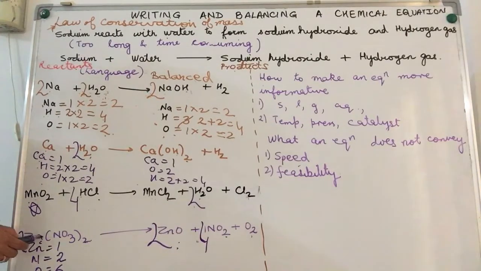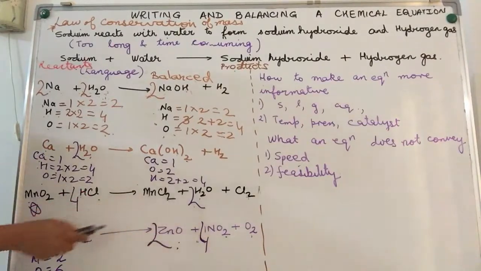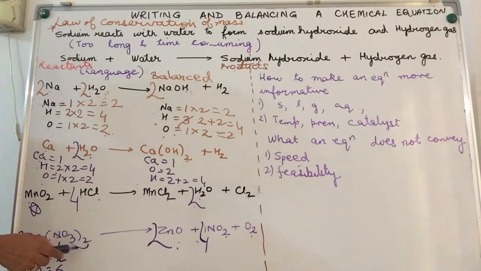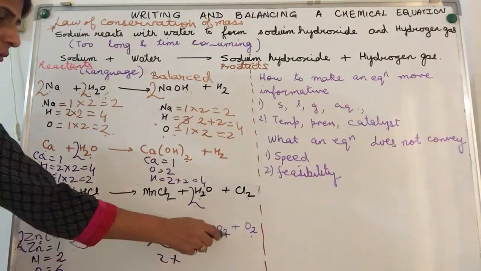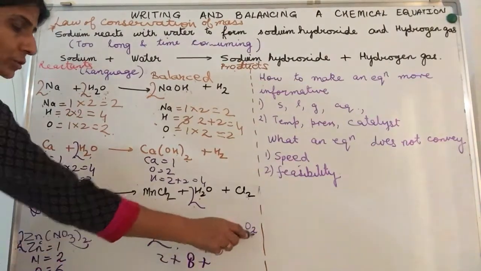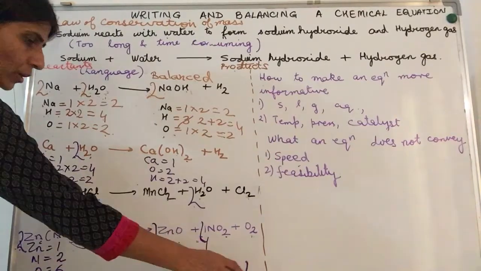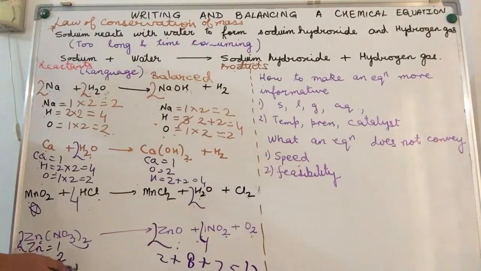Now let us see. Zinc 2, zinc 2. Nitrogen: 2 times 1 2, 2 times 2 is 4, 4 nitrogen. Oxygen: 3 into 2 is 6, 6 times 2 is 12. Oxygen: 2 plus 4 times 2 is 8, plus 2 oxygen over here gives us a total of 12. So if you notice over here, your number of atoms on both sides has become equal. So we have 4 nitrogen, 2 zinc and 12 oxygen on each side.